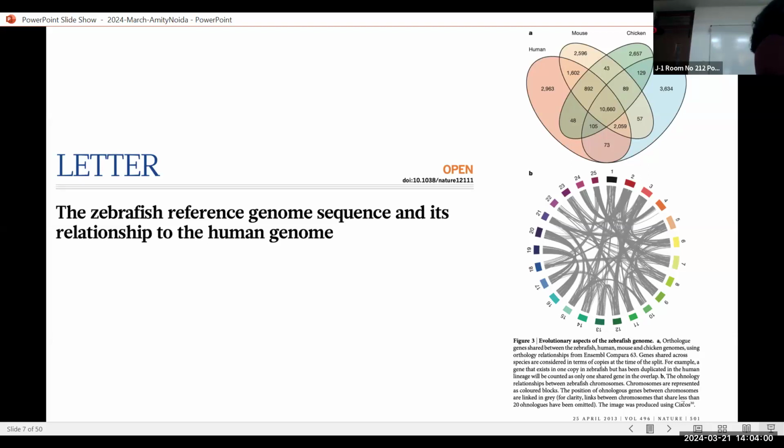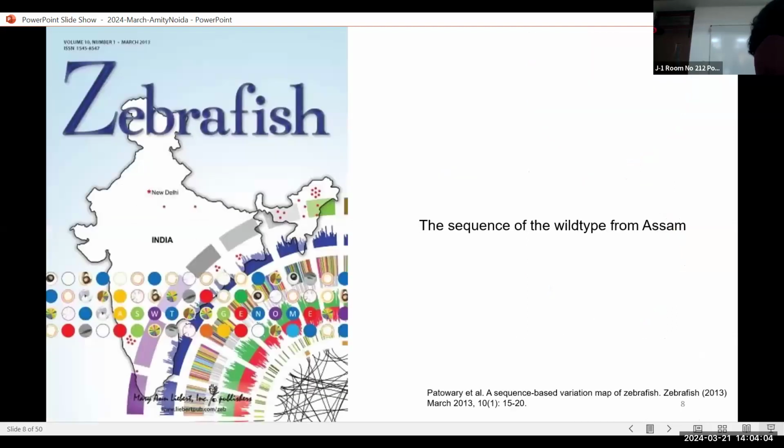And this was the laboratory strain of fish that was sequenced. This is the Indian strain of fish that was caught from the wild, from Assam. This sequencing was done in our institute, CSIR IGIB, by a group of scientists headed by Dr. Sridhar Sivasubbu and Vinod Scaria. Around the same time, they published the Indian version, or the wild version, of the zebrafish genome.